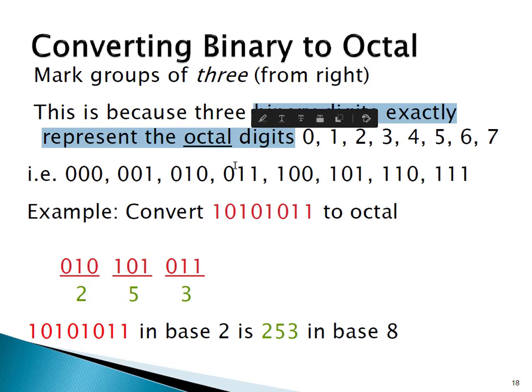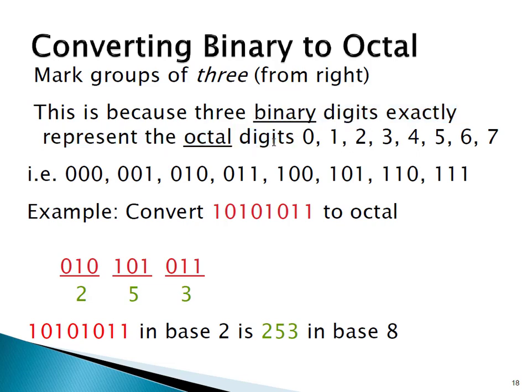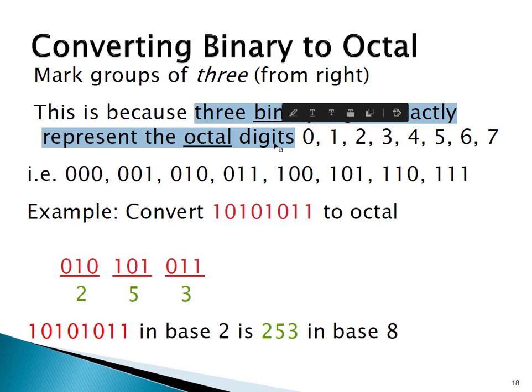This is because 3 binary digits exactly represents one octal digit. I don't know if you remember this from the diagram in the previous lecture, but if you didn't notice it then, it's not a problem. You just have to remember that because 2 to the power of 3 is equal to 8, 3 binary digits exactly represents one octal digit.